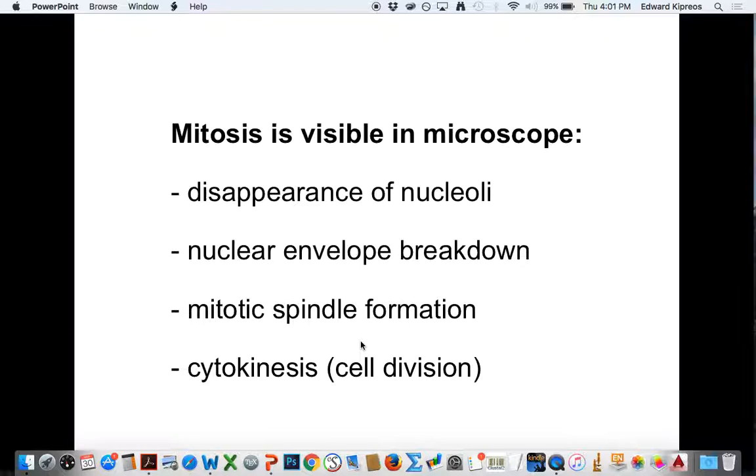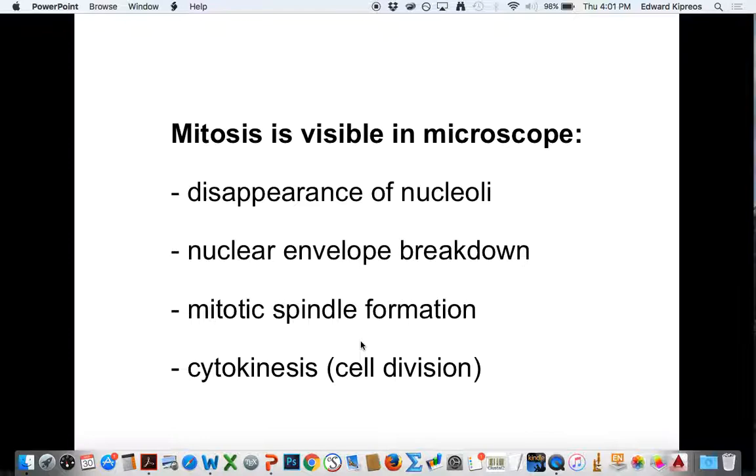At any rate, because you don't know how to do G2 and M, you can't distinguish it with flow cytometry. So the question is, how do you determine mitosis? You can determine mitosis because you can actually see what's happening. The first thing that happens is the nucleoli, where ribosomes are being assembled, disappear. You can see the nucleoli disappearing inside the nucleus, and that's visible with a light microscope.